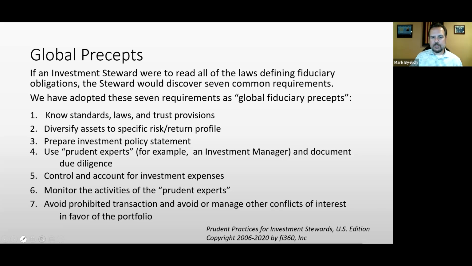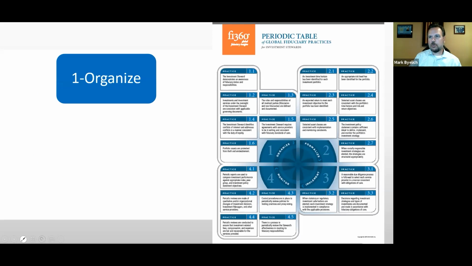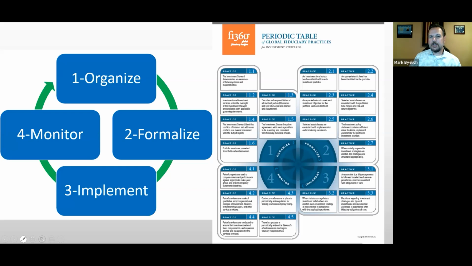Now we dig in a little deeper here. What I have here in front of you is a page out of the book for the investment stewards, prudent practices for investment stewards. So you see 21 blocks there. And there's 4 areas of practice, and that's organize, formalize, monitor, and implement. So I'm going to just throw that up here: organize, formalize, implement, and monitor.